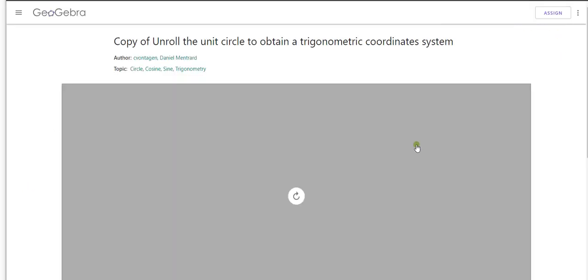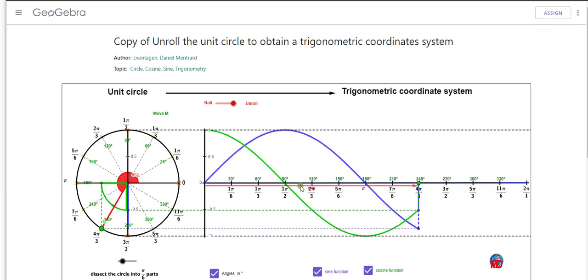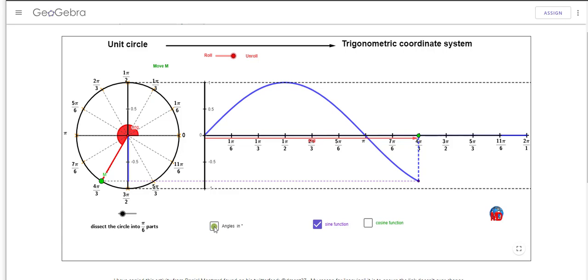So here I've clicked that link. You'll notice the first time I click it, it may not pop up, so you may have to hit this refresh button, and it pulls up this demonstration right here. Let me scroll down slightly. Okay. It's a little busy at this point, so let's turn off our cosine function. And we all know angles in both degrees and radians, but that gets a little cluttered, so let's turn off our angles in degrees. This is now a little bit easier to look at.